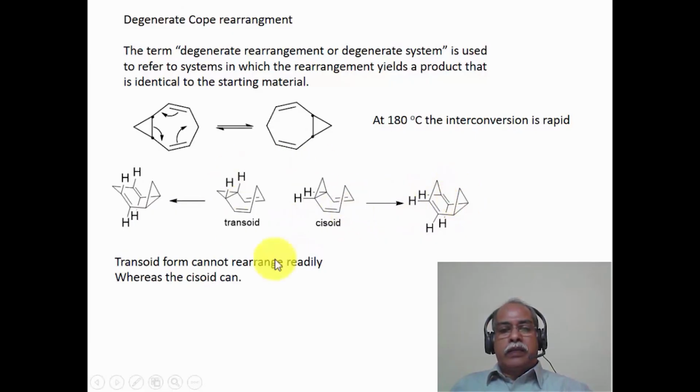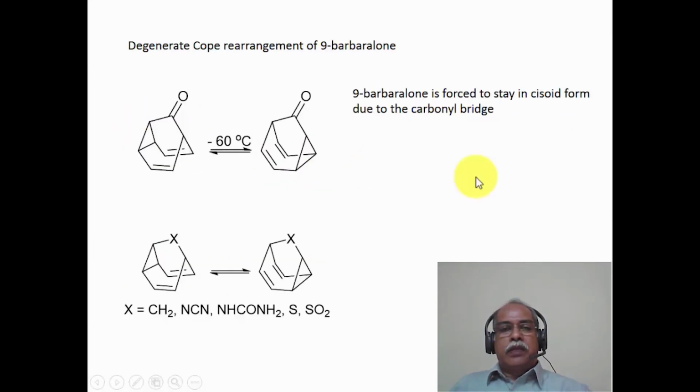So in order to avoid this confusion, if there is an additional bridge between this carbon and this carbon, that would put everything in the cisoid conformation. Such a facility exists in the case of 9-barbaralone, which is this molecule here. You can see this is a cyclopropyl divinyl derivative, except the third carbon of the cyclopropyl is also bridged via a carbonyl functional group to tie up this carbon and this carbon.